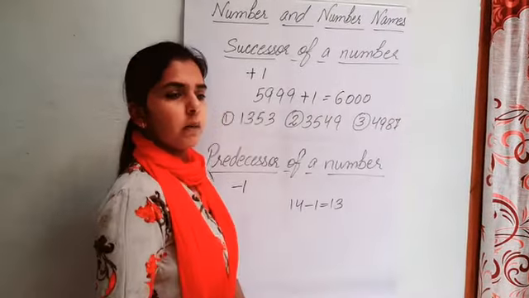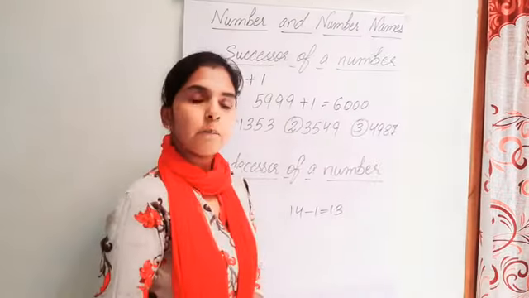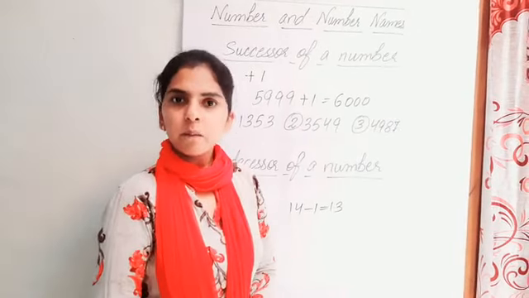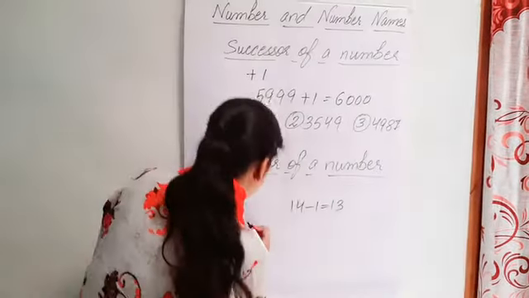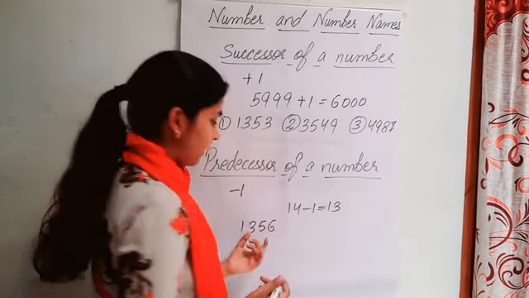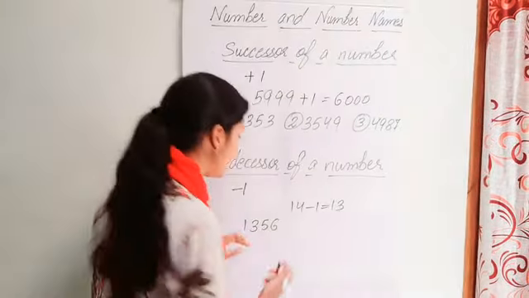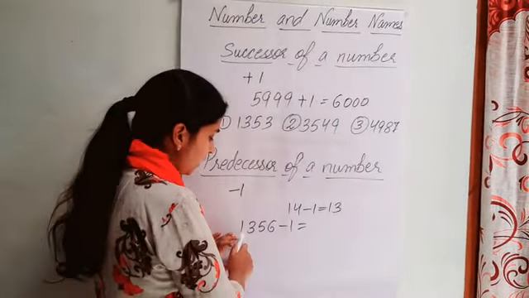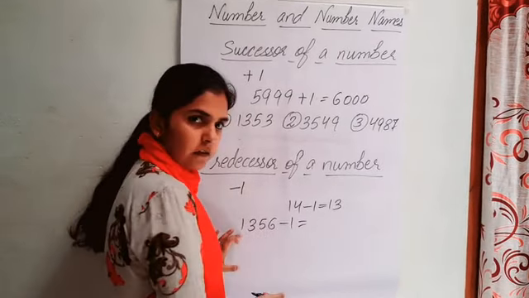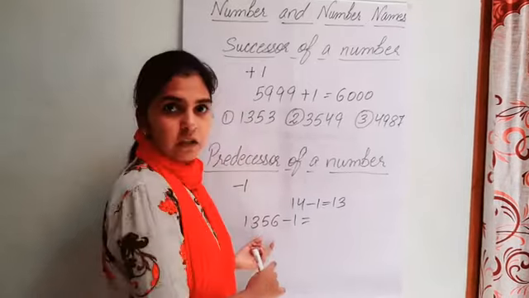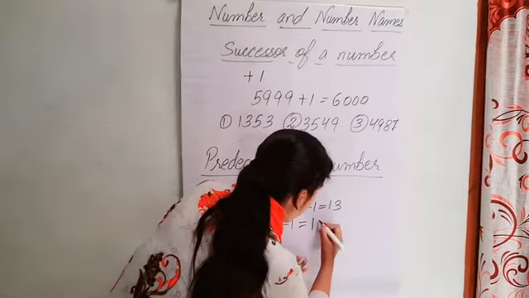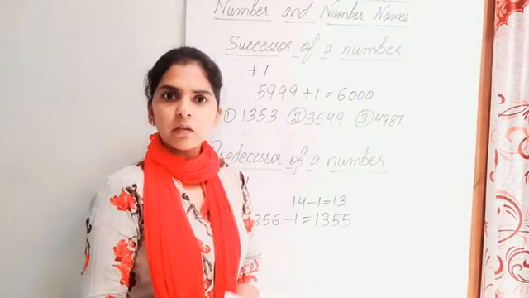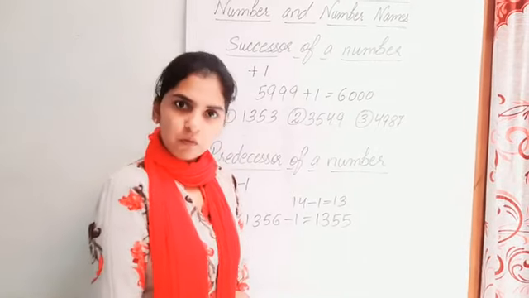So whatever may be the number, and it is asked to find the predecessor of the number, you will just subtract 1 from that number and you will get the predecessor of the number. Suppose the number is 1356, and what will be the predecessor of this number? First of all, you read the number: 1356. So 1356 minus 1 will be equal to 1355. Like you all are reading counting, na? So you just need to write the number which comes before the given number.